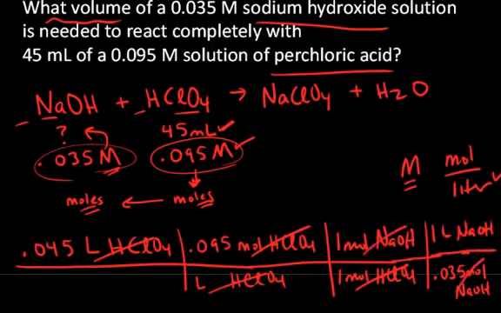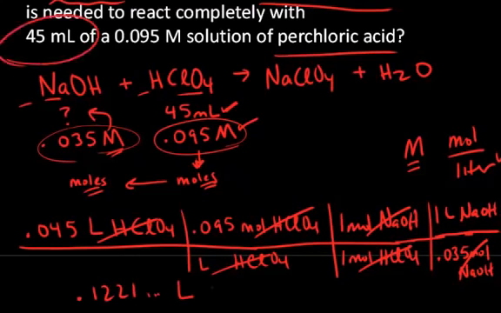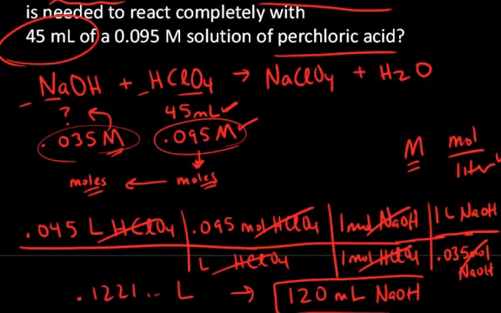If I plug all of those numbers into my calculator, 0.045 times 0.095 divided by 0.035, I get the number 0.1221, etc., and the volume is in liters. But I want to express that in milliliters since that's how we started, and we have two significant figures. So the correct answer here to two significant figures is 120 milliliters of the sodium hydroxide solution needed to neutralize that amount of perchloric acid.